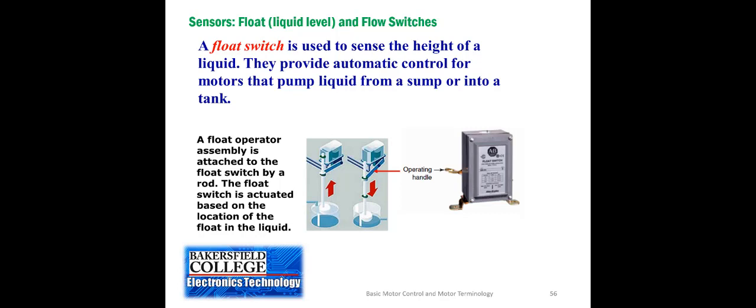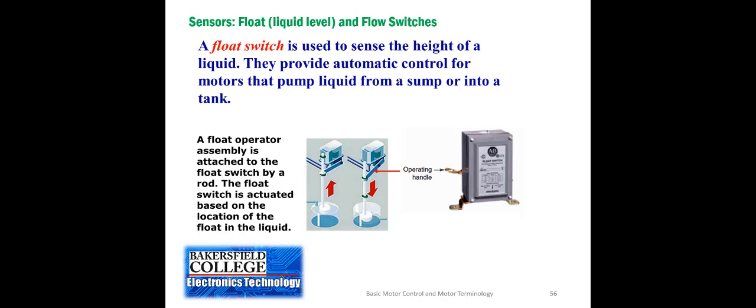The floats can be a metal ball or metal cylinder that is hollow on the inside and filled with air. It could be a rubber or a foam material. But what will happen is that when that float is attached to the switch assembly, when the liquid rises to the right level, that will cause the switch to either close or open. Now, this particular example on this slide is using a float switch in a sump.